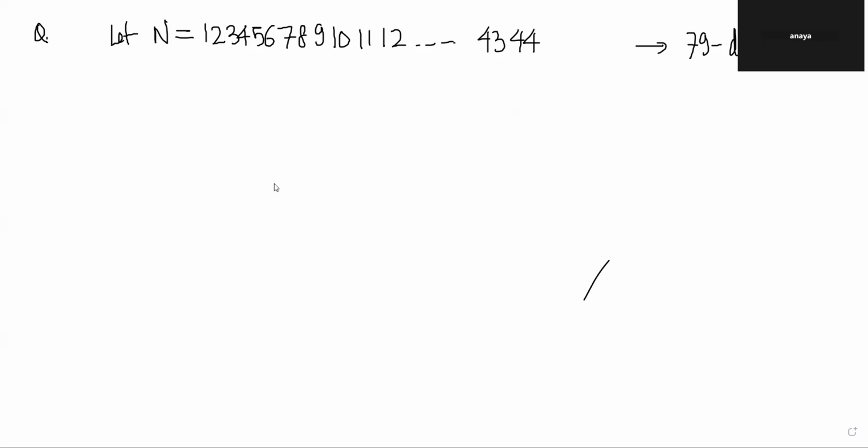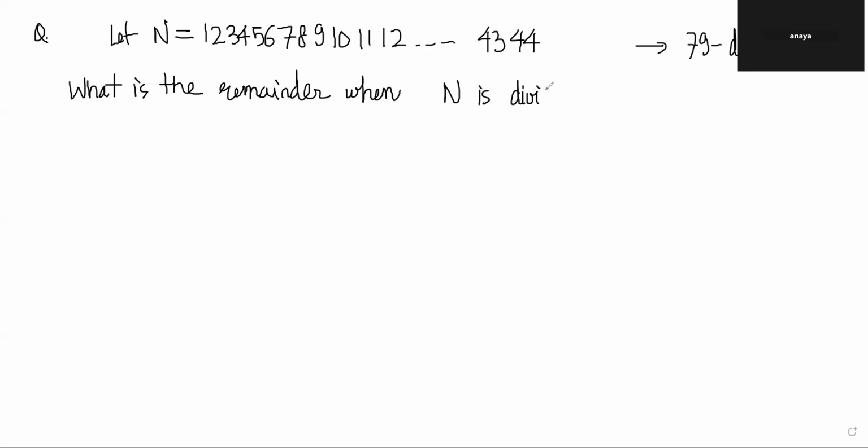So now the question is, what is the remainder when n is divided by 45? What is the remainder when n is divided by 45?